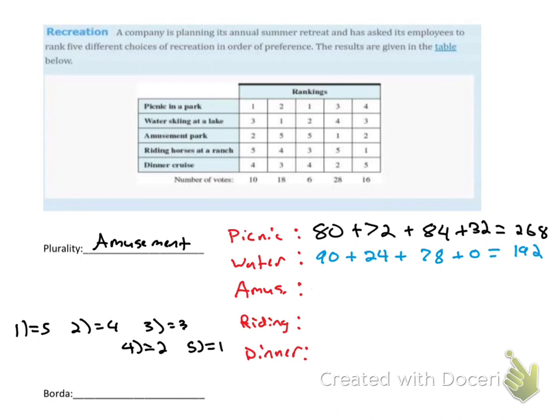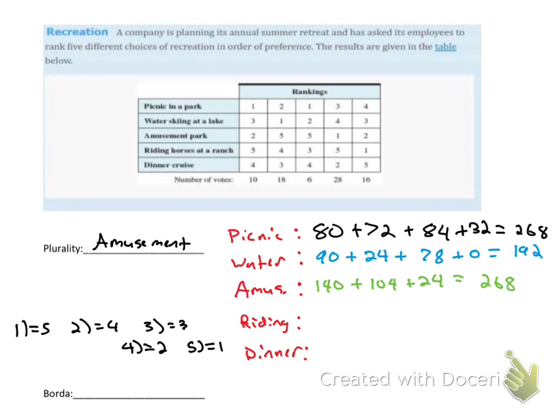Amusement park is 28 times 5 is 140, plus 26 times 4 for second place, 104. They've got no third, no fourth. They've got 24 fifth place. So 140 plus 104 plus 24 gives us 268.